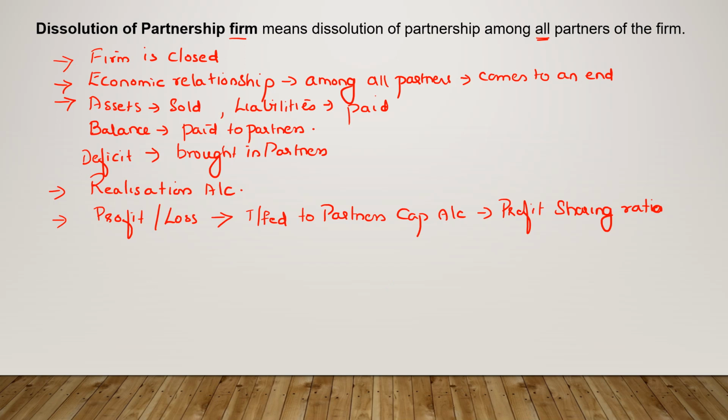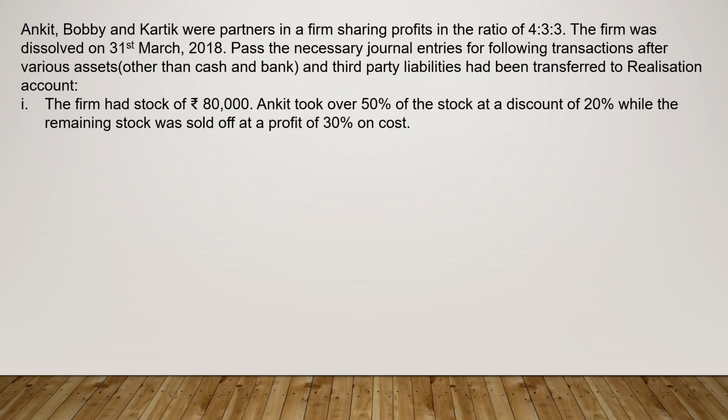Now let us go and learn how to pass the journal entries when there is a dissolution of a partnership firm. So the first question that we are going to take is: Ankit, Bobby and Karthik were partners in a firm sharing profits in the ratio 4:3:3. So there are three partners, Ankit, Bobby and Karthik. The firm was dissolved on 31st March of 2018. Pass the necessary journal entries for the following transactions after various assets other than cash and bank and third-party liabilities have been transferred to realization account.